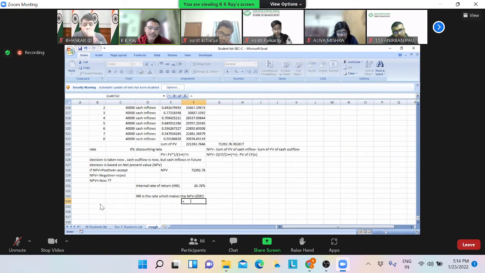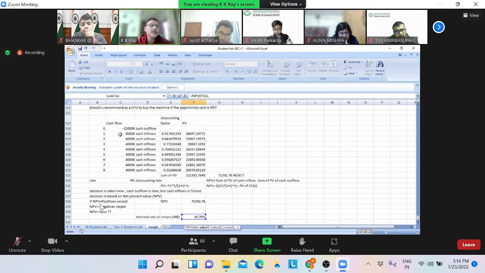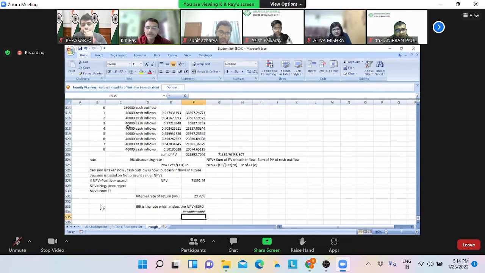NPV हम calculate करते हैं ये rate पे क्या मिलता है देखते हैं. Rate is this rate, IRR rate, and all cash flows are like this. Okay, then we'll take this one. This is zero. This is NPV. NPV equal to zero at this rate. The rate which makes the NPV zero is called IRR.